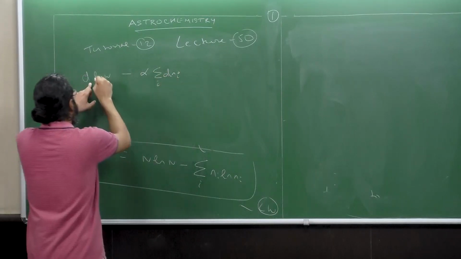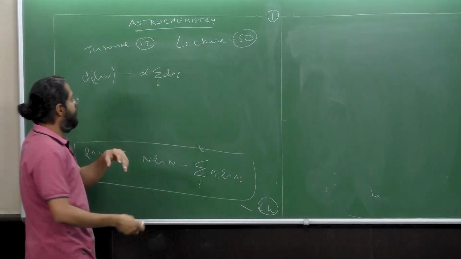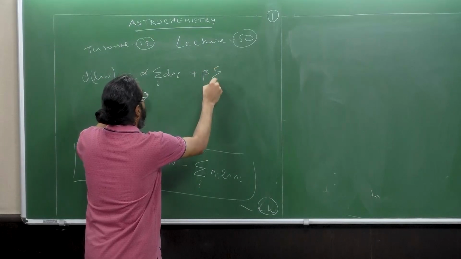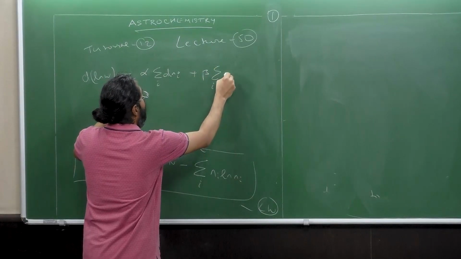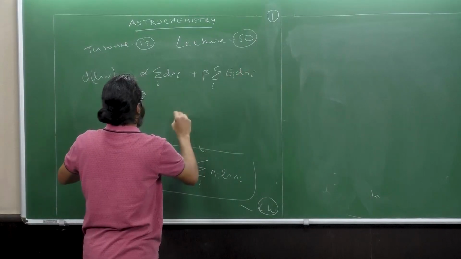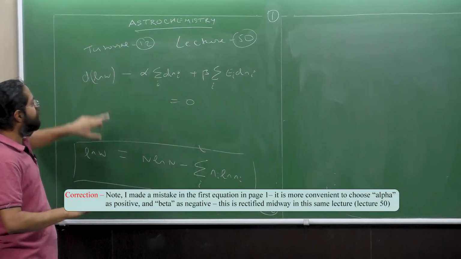well, because I have to maximize, right? So I'll just write down the expression for maximization. d ln W minus (alpha plus beta) times the sum over i of Ei dni should be 0. Now what is this expression and suddenly where is this coming from?